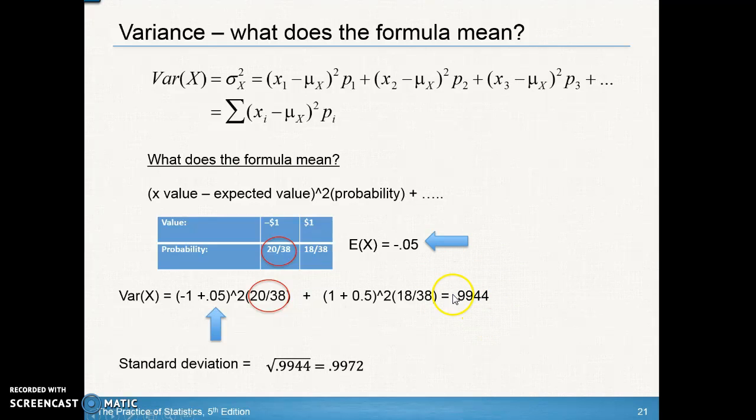Now just keep in mind that we don't often use the variance. What we want is the standard deviation, or how far away we are on average from the mean. So in this case, we are 0.9972. That's basically like saying on average we're about $1 away from the expected value of losing 5 cents.